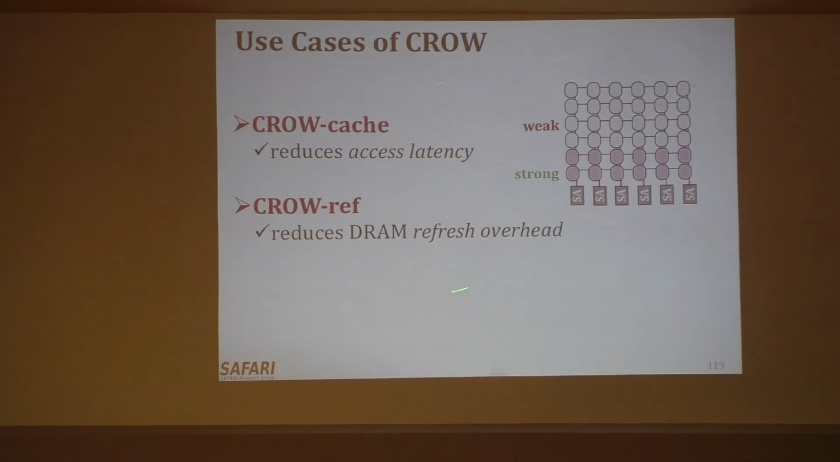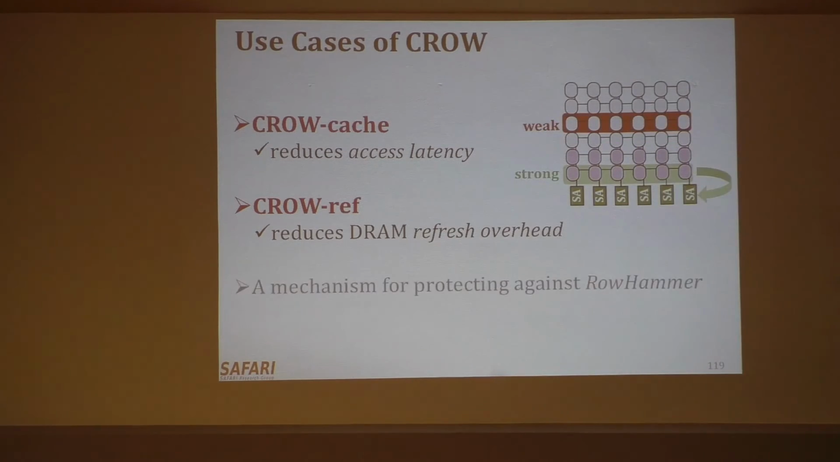And the second one is, now if you can copy a row from here to here, you can get rid of refresh on weak rows. So if you somehow figure out this row is weak, you can copy that row to the strong row and remap it in the memory controller. Whenever there's an access to this row, the memory controller actually accesses the strong copy of that row. Now you can reduce the refresh rate for those rows or for the entire DRAM.